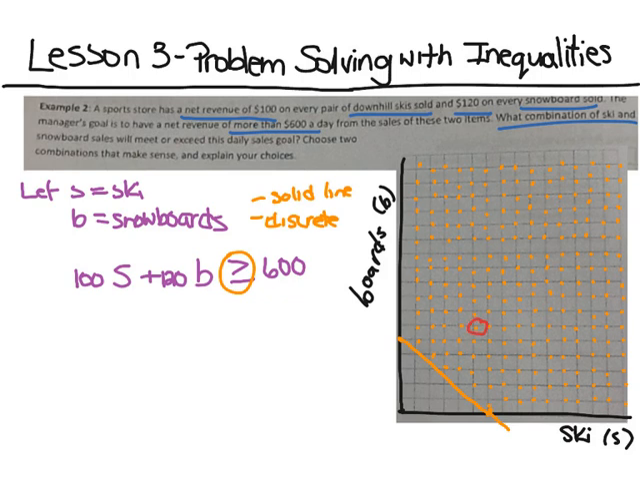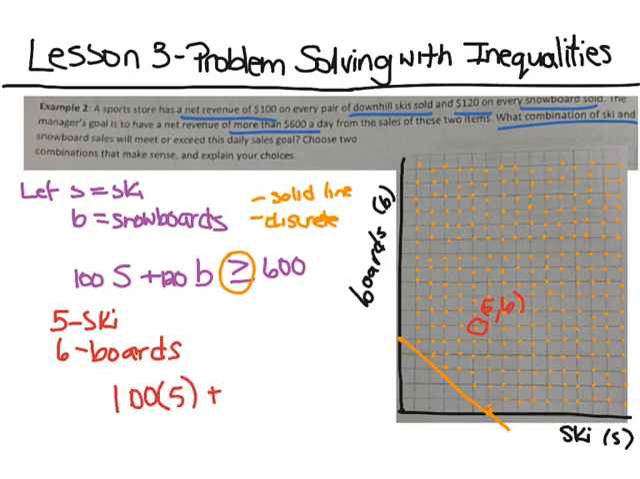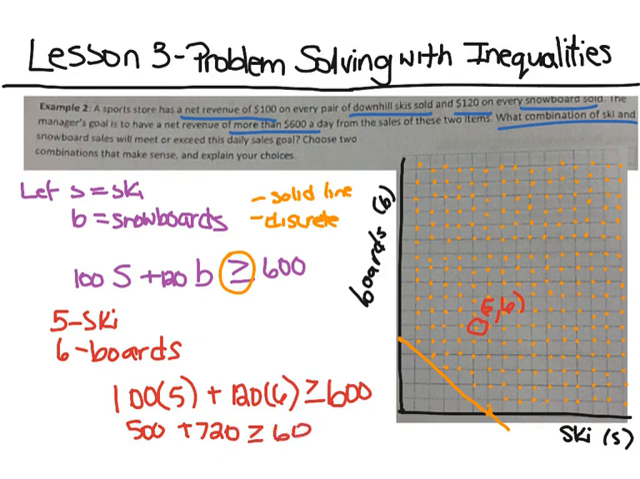So let's pick right here. So 1, 2, 3, 4, 5. That's 5, 1, 2, 3, 4, 5, 6. So we are going to have 5 skis and 6 boards. And we're going to plug that in. So 100 times 5 plus 120 times 6 is greater than or equal to 600. So we have 500 plus 720 is greater than or equal to 600. So 1,220 is greater than 600. So this is a solution that works. And anything where there's a dot would also work.